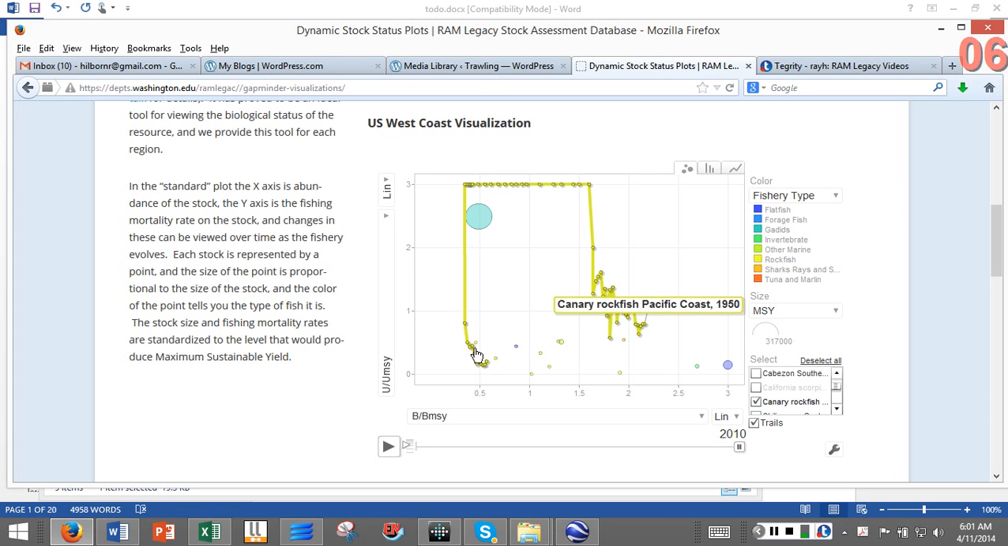There's quite a few more features of these dynamic status plots, but those are going to have to be a subject for a later video, and I'm going to stop right now.